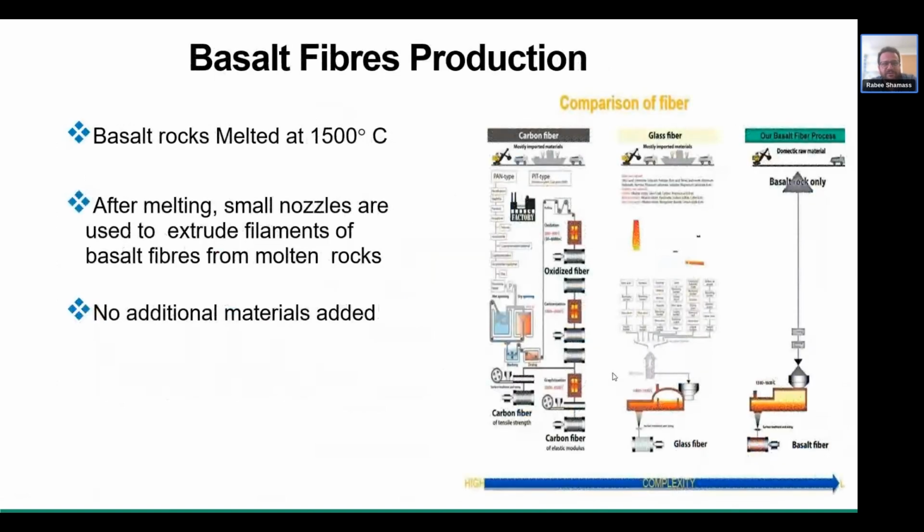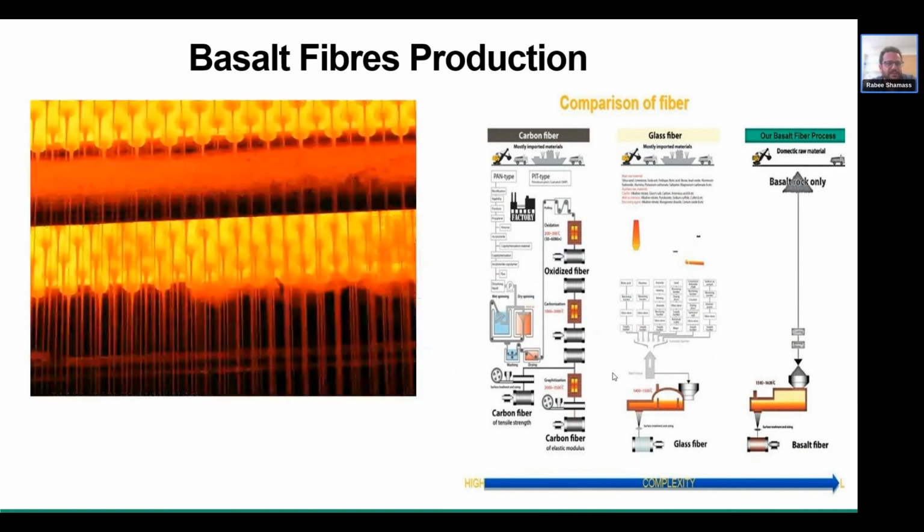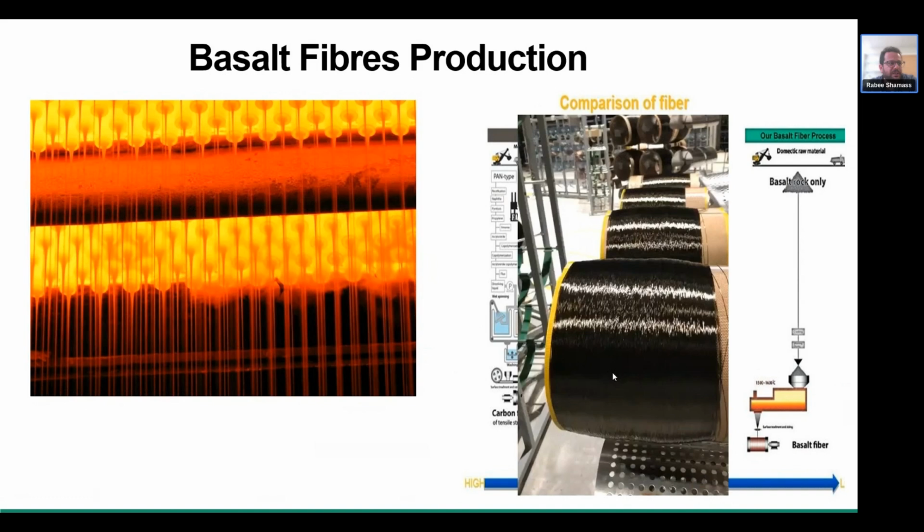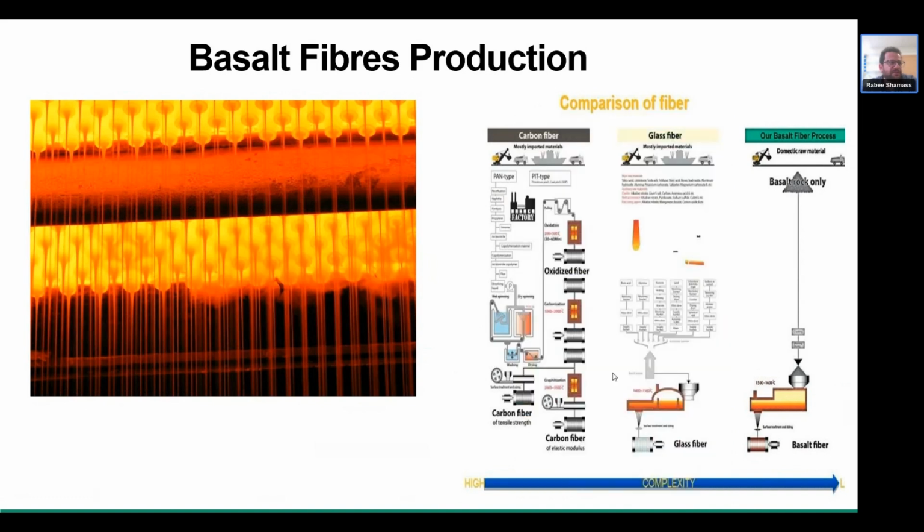So the production of basalt fibers: basically, the basalt fibers are produced from natural basalt rocks, volcanic rocks. These basalt rocks are crushed and then melted at a temperature of about 1,500 degrees, then extruded through a small nozzle to form a continuous fiber. You can see that from the figure here. Then the fibers are wound into a roving. You can see it's wound into a roving shape. This single-step process doesn't require any chemical additive, making it eco-friendly.